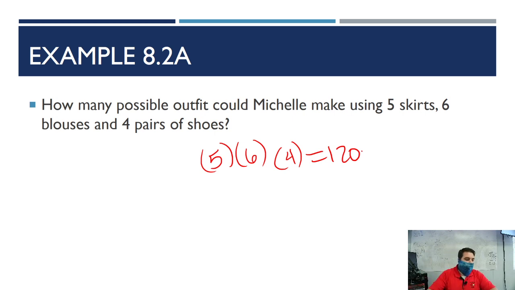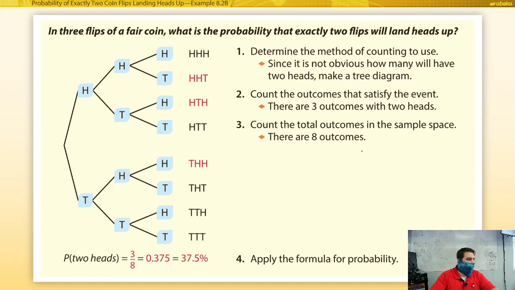All right, so let's talk about example 8.2b. In 3 flips of a fair coin, what is the probability that exactly 2 flips will land heads up? So I don't want where all 3 are heads up. I don't want where only 1 or none are heads up. I want exactly 2, in 3 consecutive coin tosses.